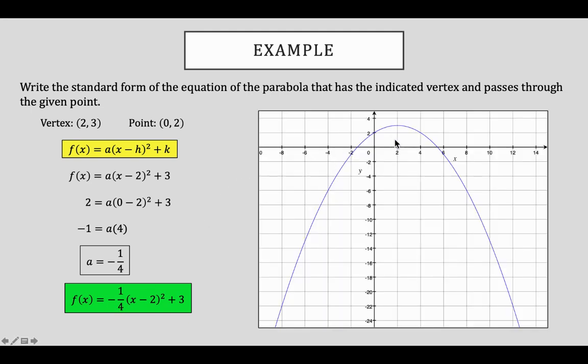All right, so here we have the graph. Vertex at (2, 3) goes through the point (0, 2), that's our y-intercept, and the graph is going to open down. We can easily get a quick sketch.